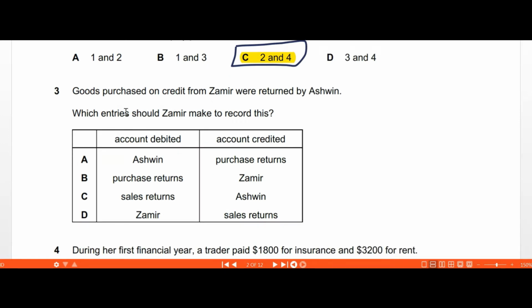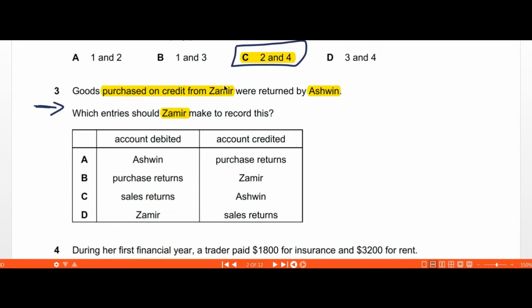Question number 3, goods purchased on credit from Zamir were returned by Ashwin. So purchased on credit from Zamir were returned by Ashwin. So that makes Zamir the supplier and Ashwin is the customer. Which entries should Zamir make to record this? Now it is very important when we're reading these questions, we need to make sure from whose perspective are we actually looking at the transaction. So that will help us identify what needs to be done.